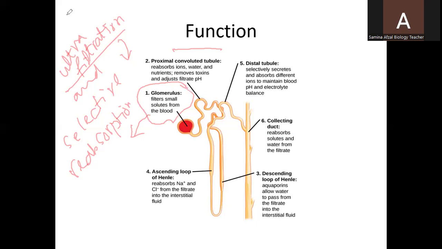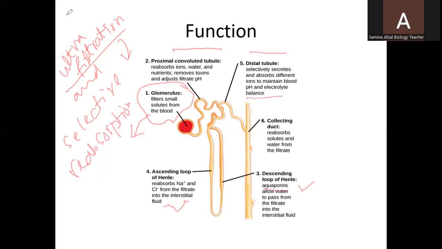And the other part is the ascending and descending loop of Henle. In the ascending loop of Henle, the reabsorption of sodium and chloride ions takes place. And in the descending loop of Henle, the reabsorption of water takes place. That is, the water enters the interstitial fluid from the filtrate through the aquaporins, which are the small pores present in the walls of the nephron. So the collecting tubules are there. Before the collecting tubules, we have the distal tubule, which selectively secretes and reabsorbs different ions to maintain blood pH and electrolyte balance.